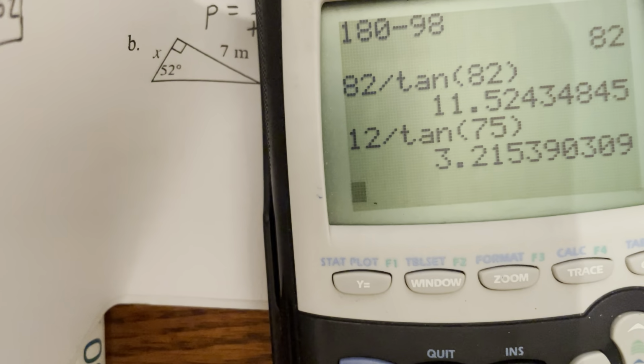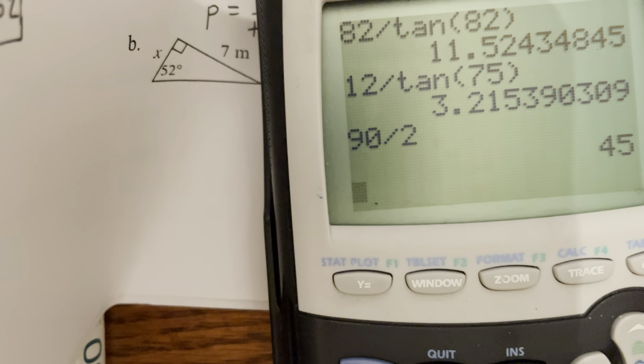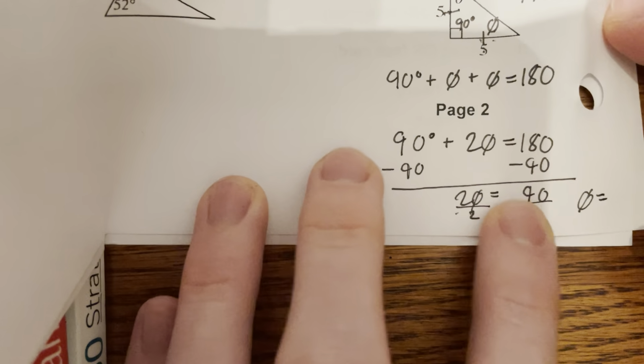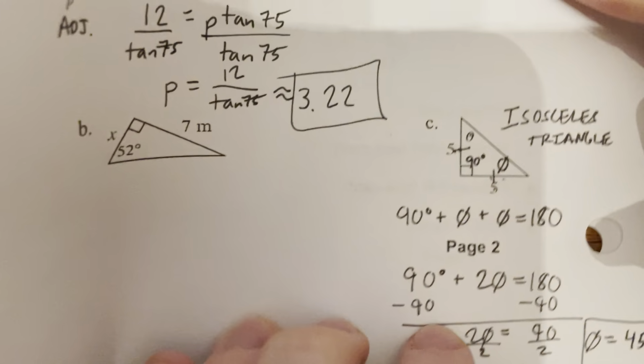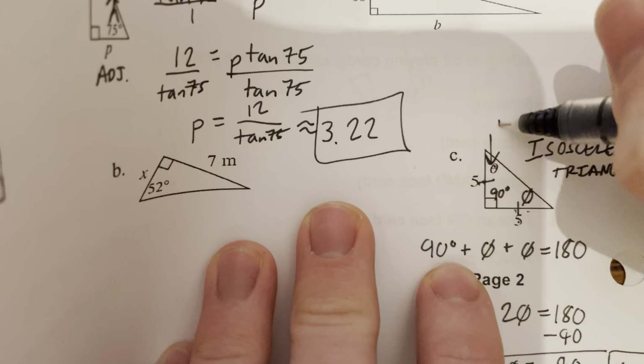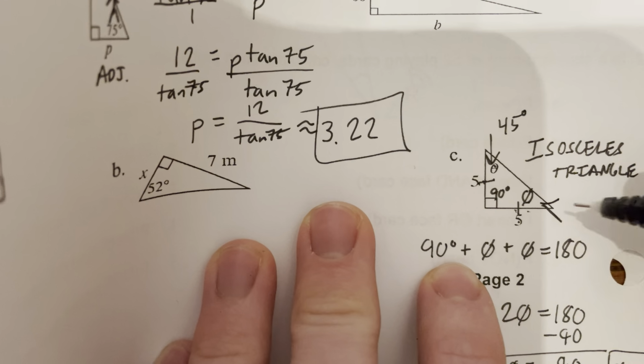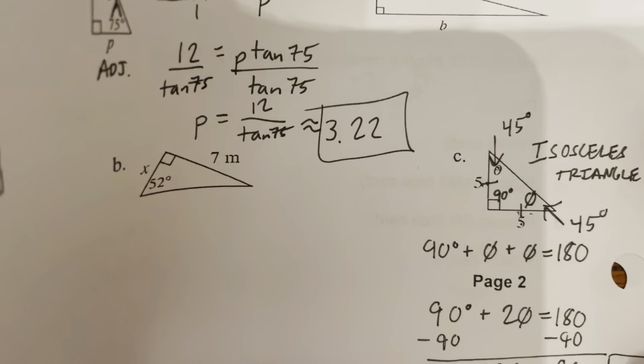Why not? Let's use the calculator. 45 degrees. So theta equals 45 degrees, right? So this one's 45, and this one's also 45. Okay, so that's another way you might see one of these problems coming up on the exam.